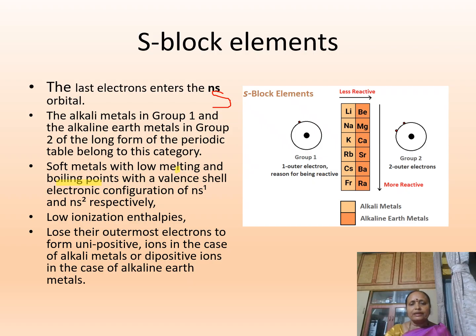They lose their outermost electron to form uni-positive and dipositive ions. So uni-positive in the case of alkali metals and dipositive in the case of alkaline earth metals. So S block elements usually exhibit +1 and +2 oxidation states, because in these elements the electrons are received in their outermost shell in the s orbital, and they can lose their electrons from the outermost shell. So alkali metals form +1 oxidation state and alkaline earth metals form +2 oxidation state.